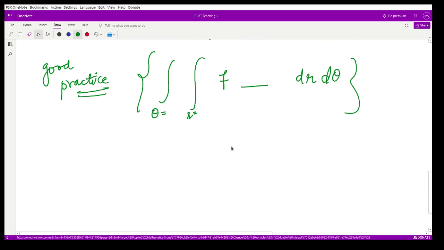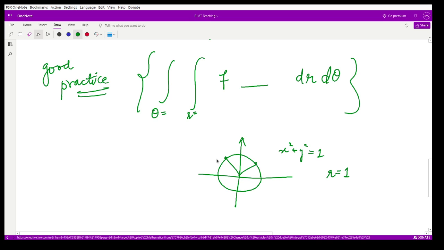And how do you take the limits? Suppose we are talking about this particular circle having equation x square plus y square is equal to 1. So in this case, what is your r? R is equal to 1, because the radius here is equal to 1. If you take any point, the radius is going to be 1, and the angle here varies from 0 to 2 pi, right? So your theta varies from 0 to 2 pi.